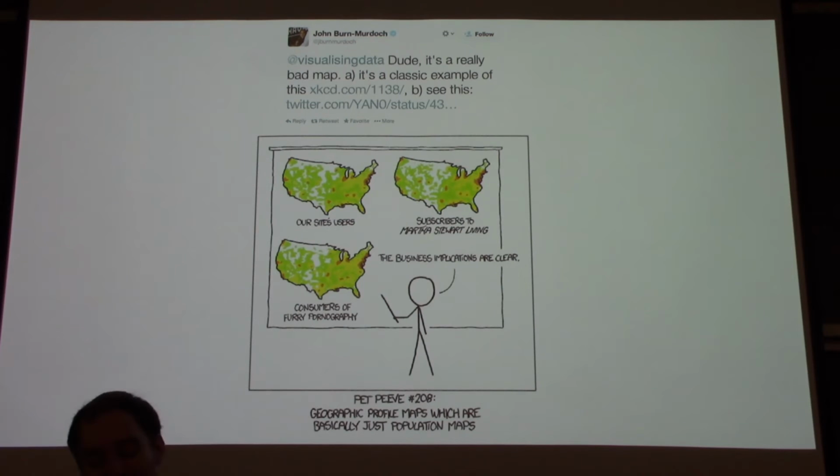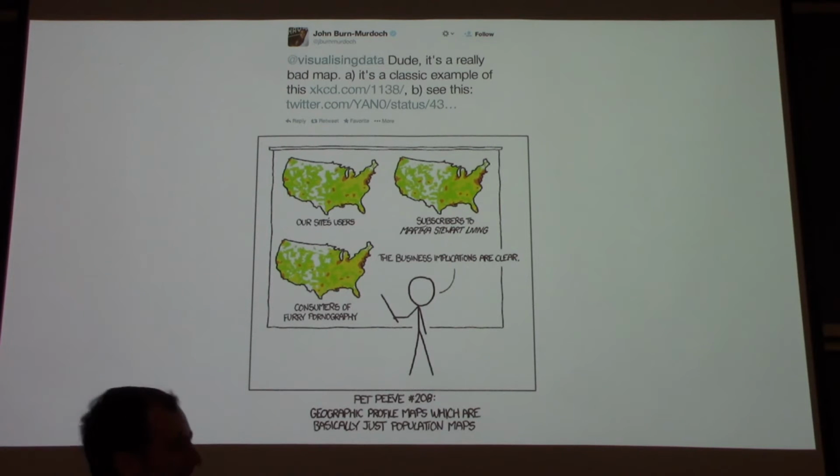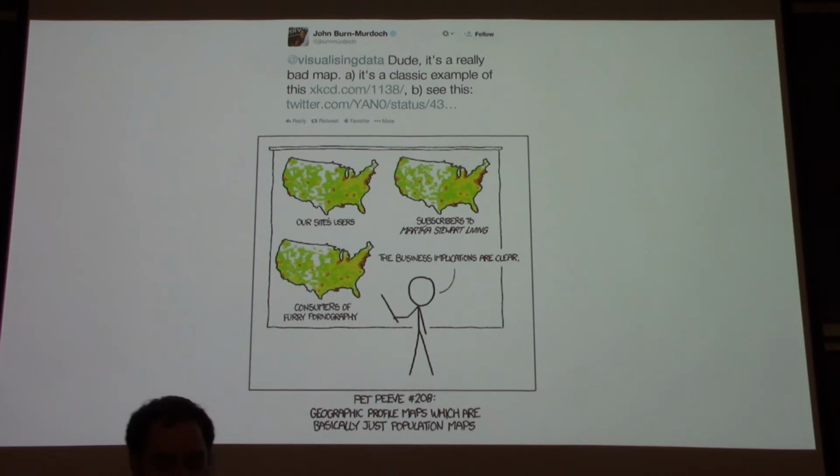So this one is the one I really like. It's really just a map of the population. Here you see RSAT users, subscribers to multi-tiered living, and consumers of furry pornography. Of course you would see these patterns because it really just shows population. So this is one of the grave sins of working with maps. And of course, targeting urban areas will get you more people.